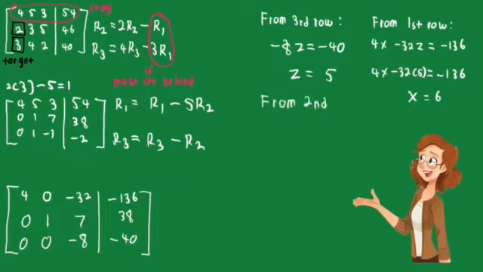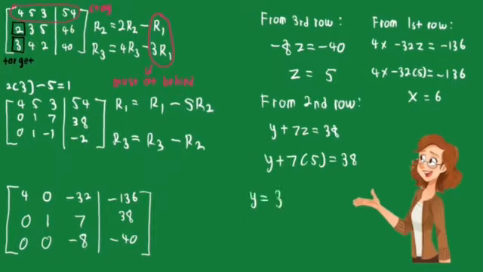The last one, from the second row, we can obtain the value of y by inserting z equal to 5. Thus, the value of y is 3, z is equal to 5, and x is equal to 6. This system of linear equations has a unique solution.